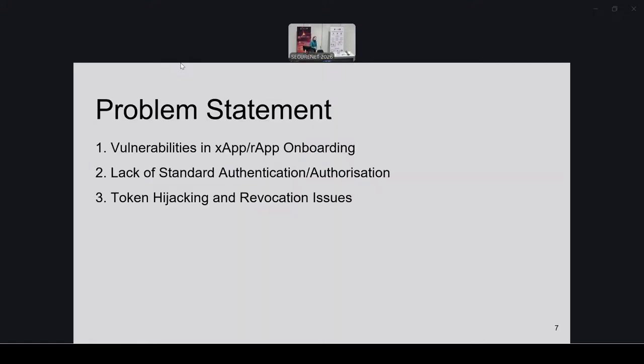So the problem statement that we were working on in this paper was to look at the onboarding process of the apps, the rApps and the xApps, because what we could notice is that currently there's not so much attention to it. Either it is weak or it's not existing. It is not done in a secure way. There is also currently no standard authentication and authorization mechanism. There is this O-RAN Working Group 11 that gives high-level guidelines about it, but no concrete implementations. And then in literature, there is an approach proposed working on JSON Web Tokens. But then you have the issue of token hijacking and revocation issues. That's also where we propose two alternatives in order to make it a bit stronger.